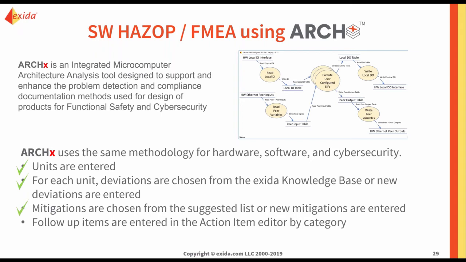Then you pick the mitigations, but you don't have to brainstorm. Mitigations are given to you from the exida knowledge base from a suggested list, or of course, if you come up with an even better solution, you can delete all those and enter your new solution to the problem. And lastly, of course, follow-up items are entered into the action item editor as a function of category.